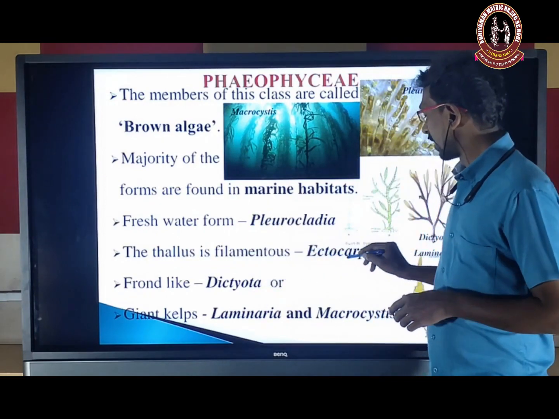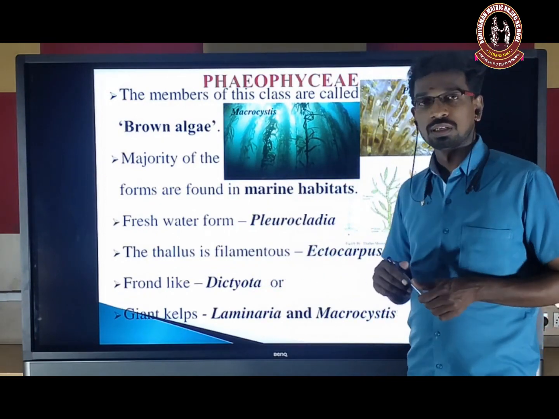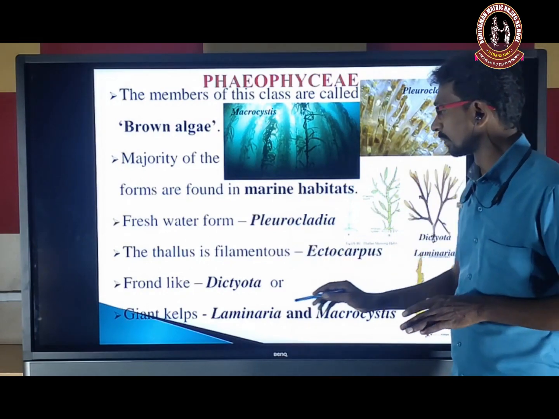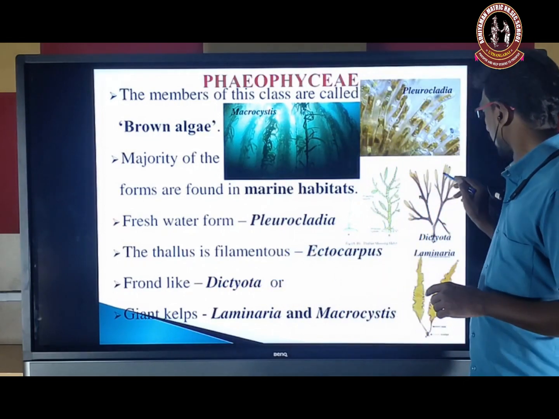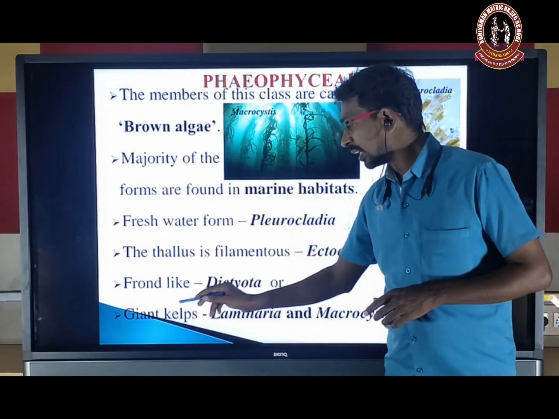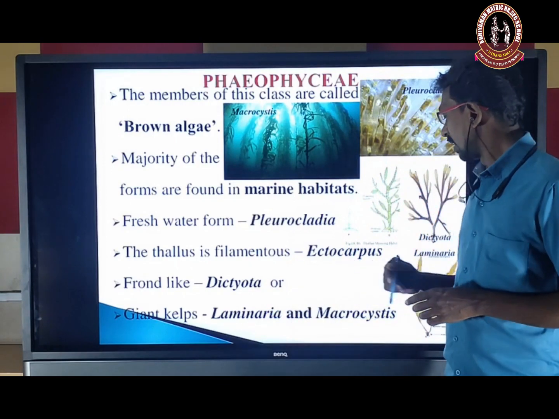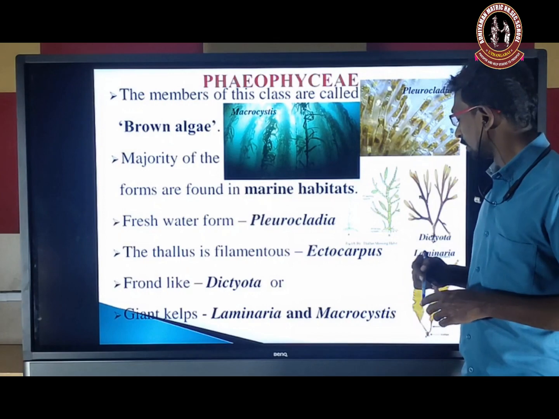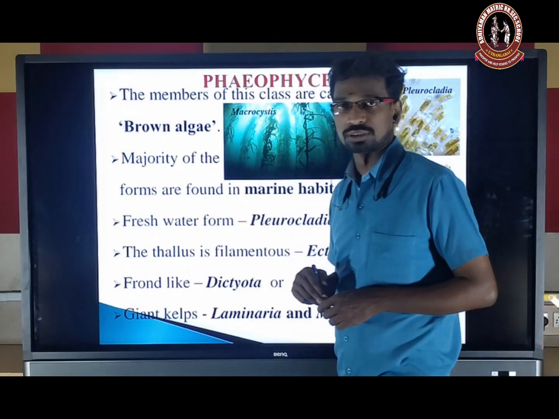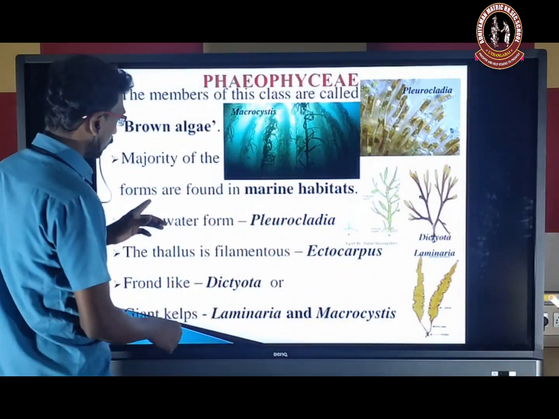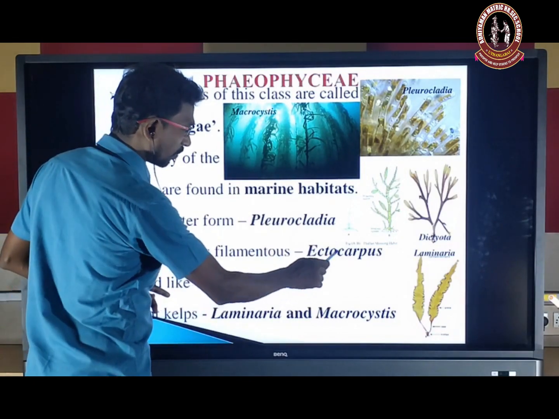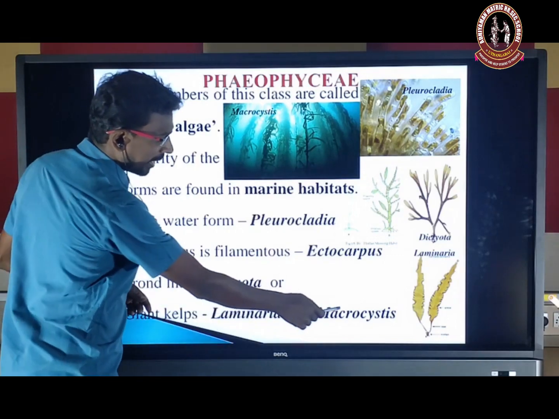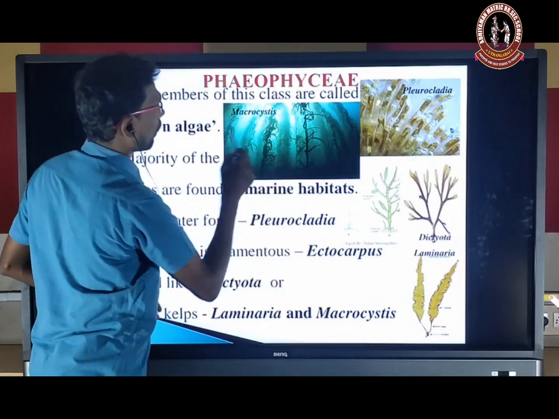The thallus is filamentous in Ectocarpus. Then fan-like in Dictyota. Giant kelp, for example Laminaria, and Macrocystis. So the thallus is filamentous in Ectocarpus, fan-like in Dictyota, and giant kelp like Laminaria and Macrocystis.